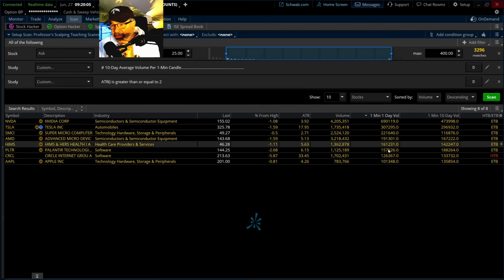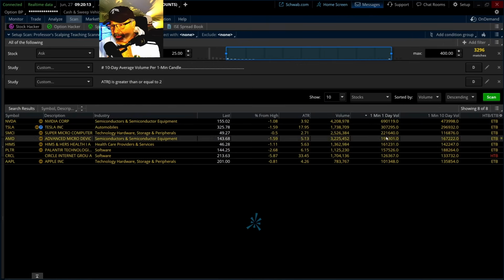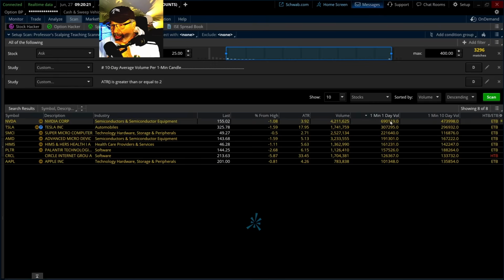So this scanner's set to have a minimum volume of over 100,000 on a 1 minute chart. All right, that's the minimum. And this is a 10-day minimum average volume, and here's a 1 day. Look at how high NVIDIA is this morning. So people are very excited about NVIDIA right now. 1 minute, 1 day, or that was yesterday's average. So you can see it's leading the pack.